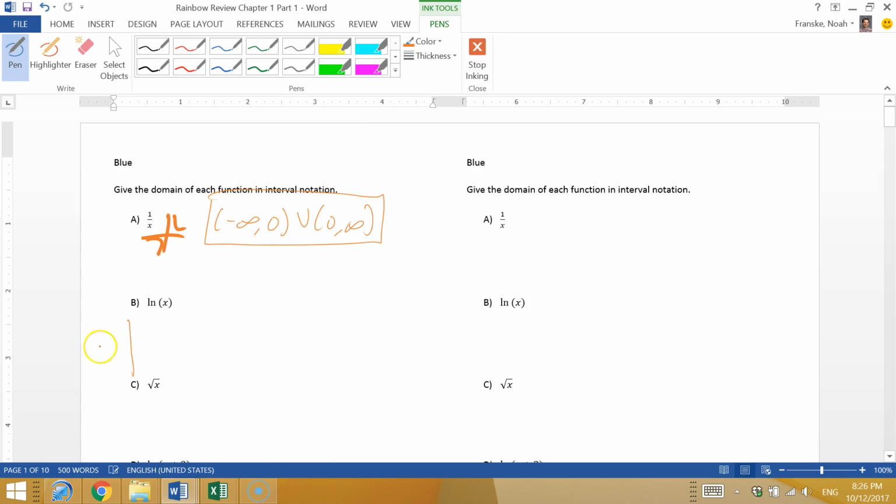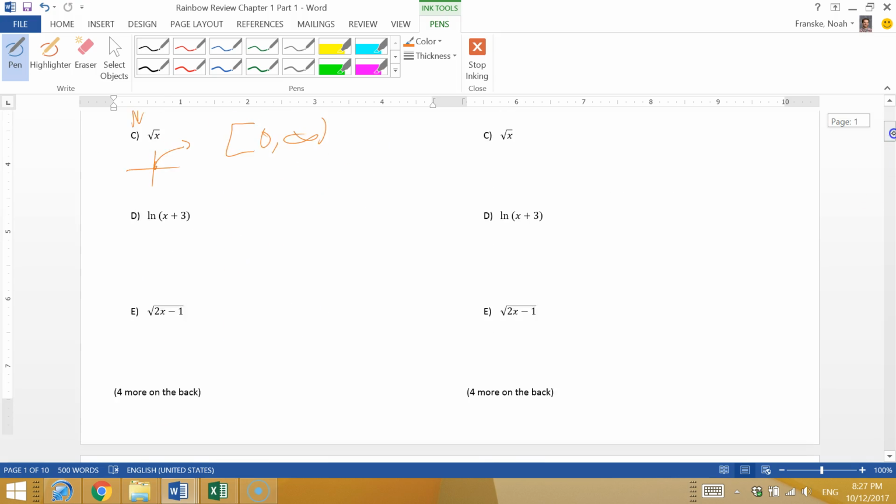Natural log, remember, looks like this. Asymptote at 0, so we don't touch it. So this is good from 0 to infinity, but not including 0. Root x, similar, but just a little different. This has a domain of bracket 0 infinity, because you can get to that 0. All right, so we're going to use these pieces kind of as building blocks to do some more of these.